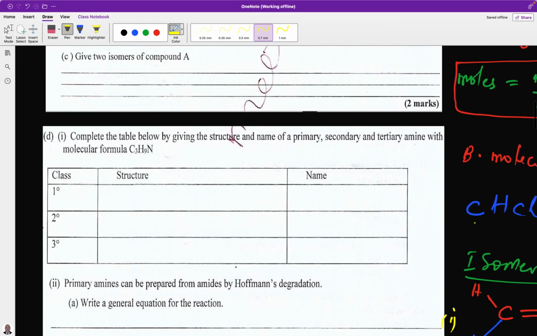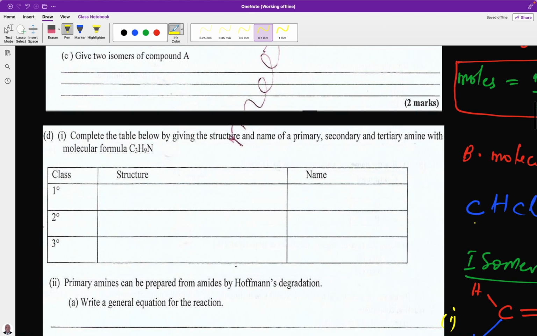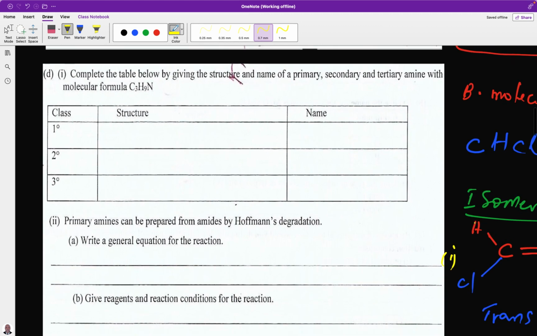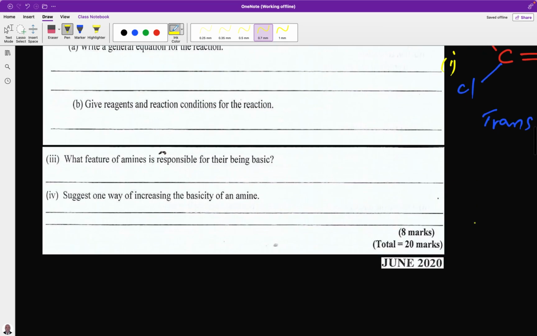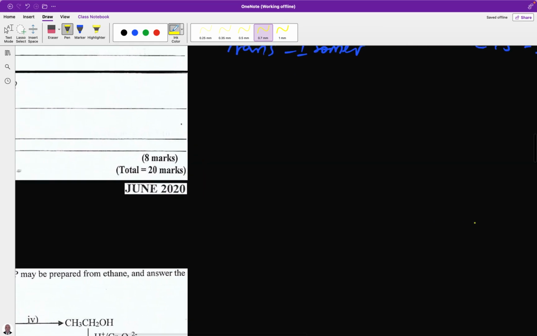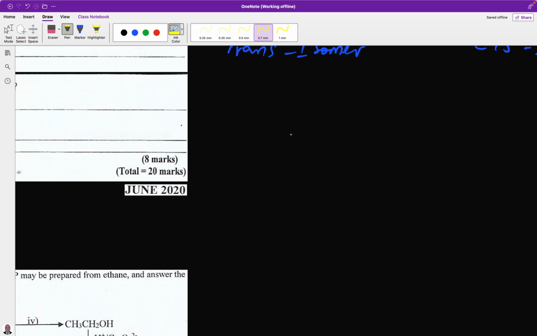D part, D1. Complete the table below, giving the structure and the name of primary, secondary, and tertiary amine with molecular formula C3H9N. Okay, you know that amines have NH2. So to have a primary amine, remember that this is how you can look at an amine, by substituting ammonia.